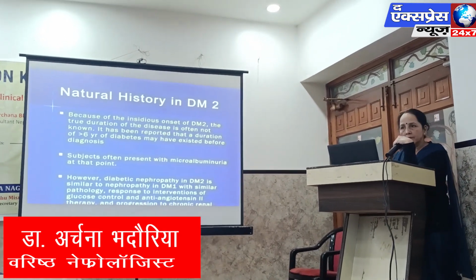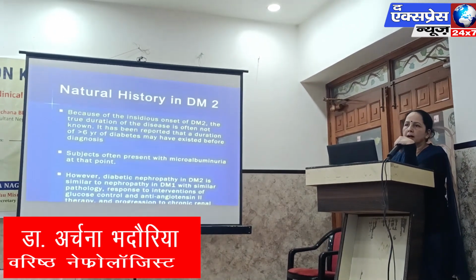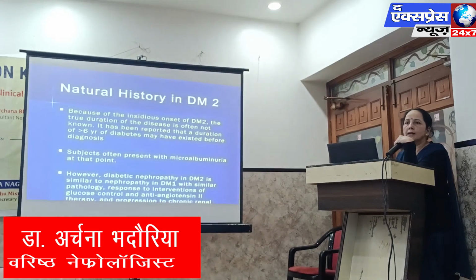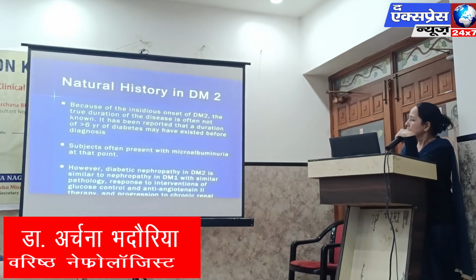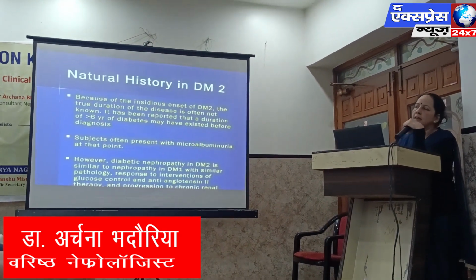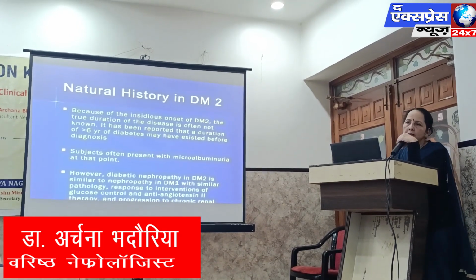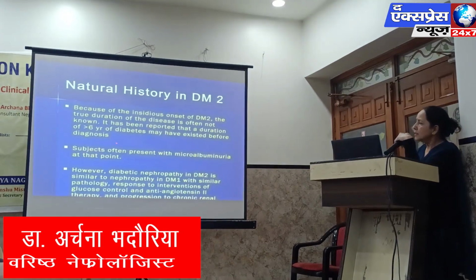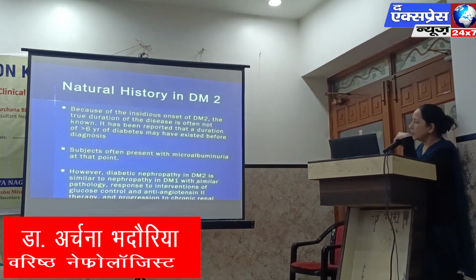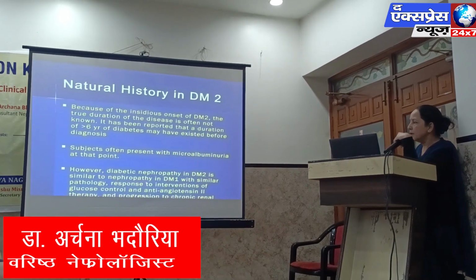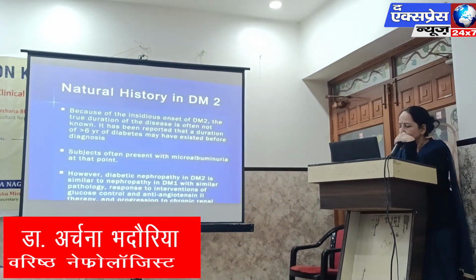But then if we investigate the patient further, he will be having some degree of renal failure, some degree of cardiac involvement, all these would be present, hypertension will be present. So type 2 diabetics present with complications. Because we are not in the habit of getting our health checkups done on a yearly basis as advised after the age of 40. Subjects often present with microalbuminuria at that point. However, diabetic nephropathy in type 2 diabetes is similar to nephropathy in type 1 diabetes. The only difference is that it is detected late.